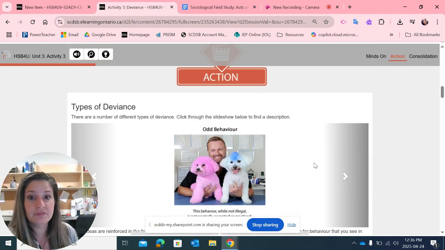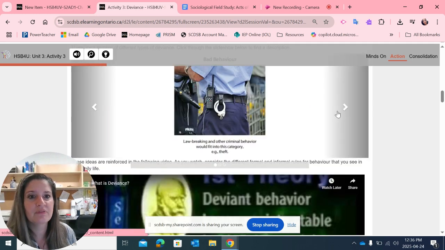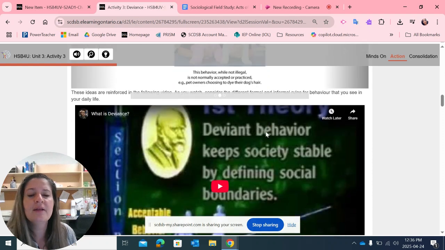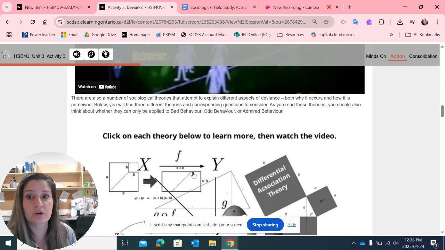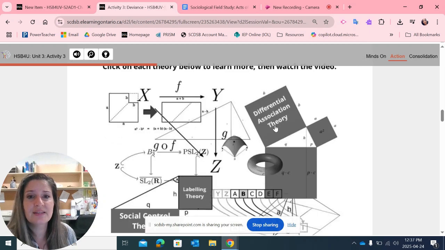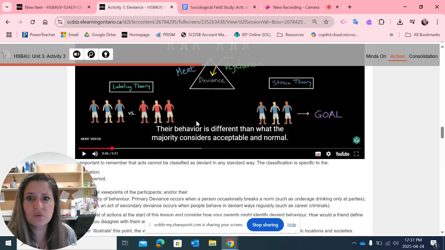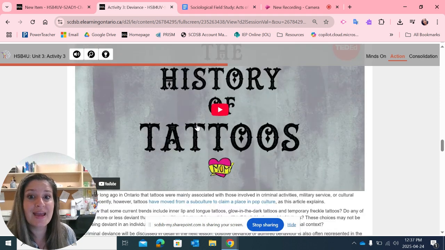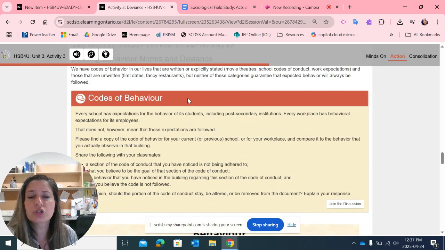So let's look at the types of deviance. We often think about deviance as bad behavior, but it's not just bad behavior. It can be odd behavior and others. Also, the purpose that deviance plays in our society, believe it or not, is that it helps to create societal boundaries and norms. And then I want you to look at the types of theories associated with deviance, like the labeling theory. Watch this video, I'll explain it for all of our visual learners, and have a look at the history of tattoos. Once upon a time, tattoos were considered very deviant, and there's all sorts of deviations.